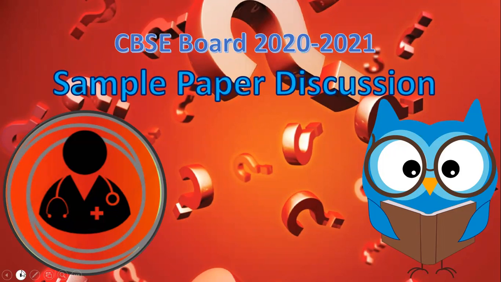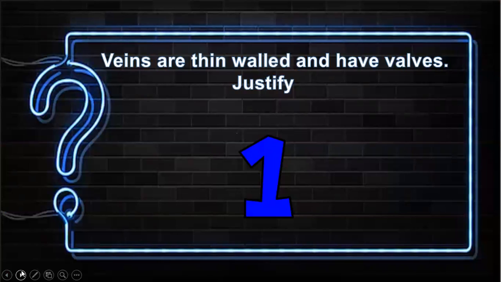So we have the first question on the screen. Veins are thin-walled and have valves. Why? The way we can describe this question: why are valves present in the veins though they are thin-walled? Justify the answer. It's a one mark question and the first question from the bio part of your sample paper, right? So why is it thin-walled and have valves?